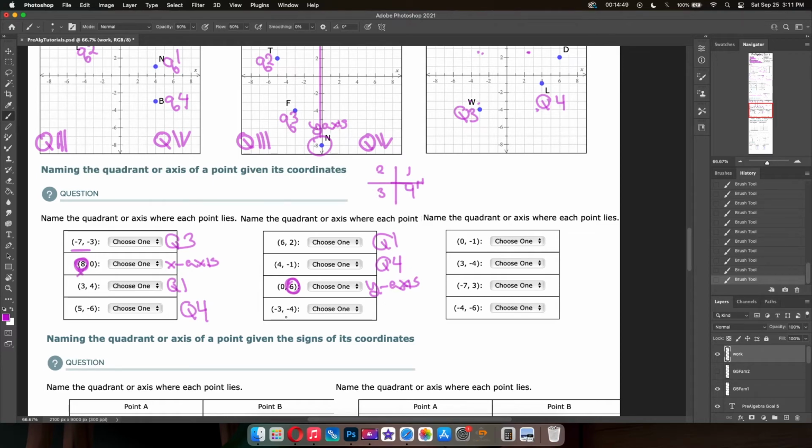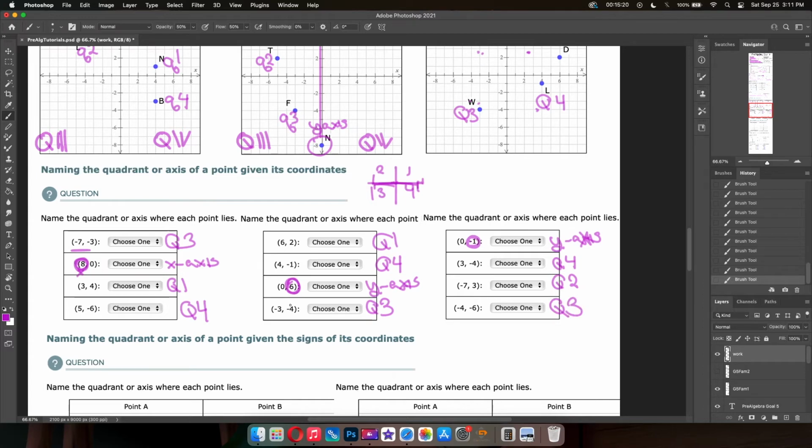Then -3, -4, so I'm going backwards and then down, so this is going to be in quadrant 3. 0, negative 1, I have a 0, but the important thing is that I have a y, so this is the y-axis. 3, negative 4, so I'm going over 3 and down 4, so that's going to be in quadrant 4. Negative 7 and then up 3, that's going to be quadrant 2. And then over 4 and then down 6, this is going to be quadrant 3.